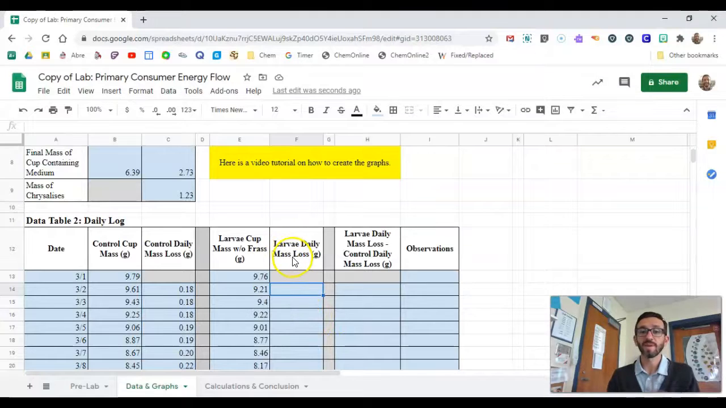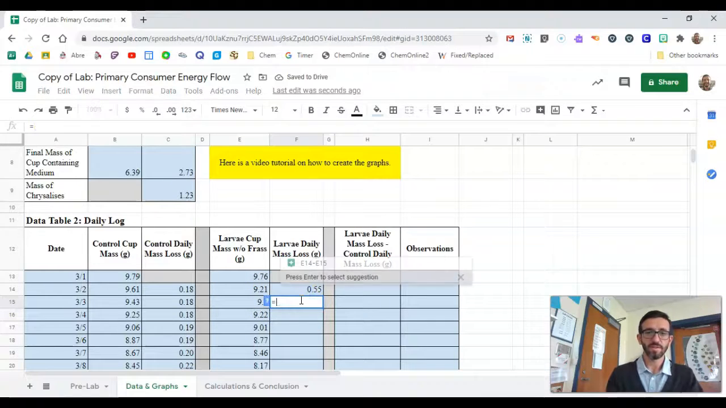The mass lost by the larva. So day 1 minus day 2, and then I'm going to do the same thing, day 2 minus day 3. It looks like I did something wrong. Equals day 2 minus day 3.